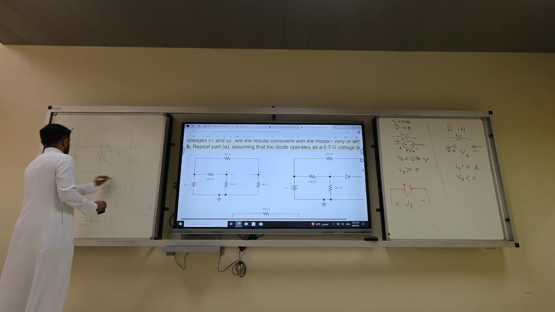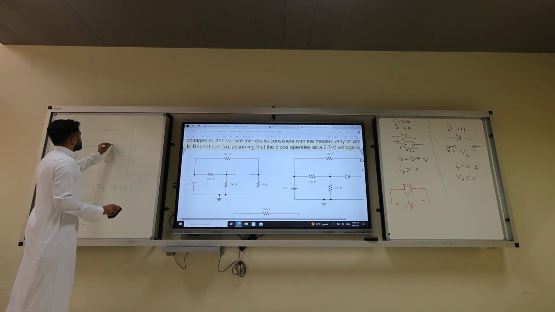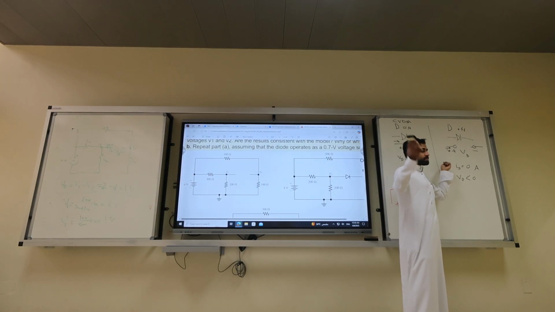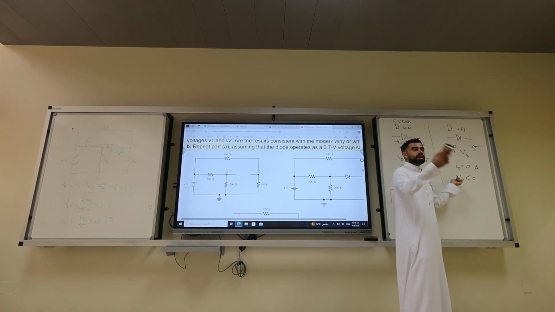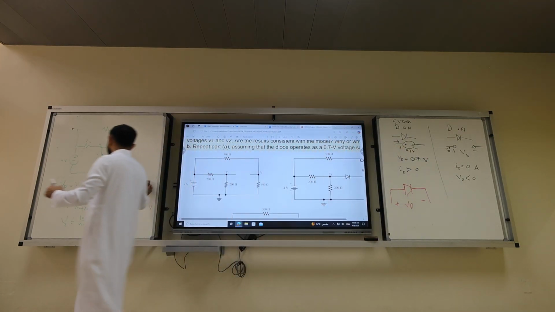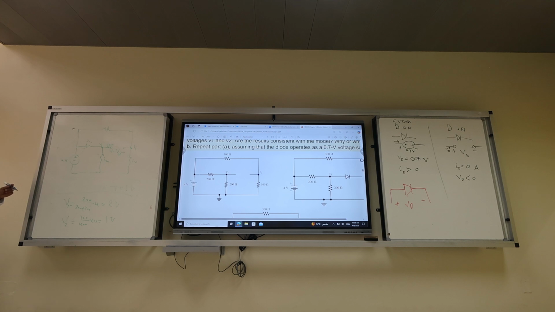So we have this, and we have ID is 0. Is ID equal to 0? Correct. Is VD negative? Not correct. So the assumption is wrong. What is the correct assumption? The smart student, now he's solving this, probably he's about to finish because he made the correct assumption. What I want you to learn is to have this mental ability to check if the diode is on or off to save time in the exam. 3 minutes saved, okay?